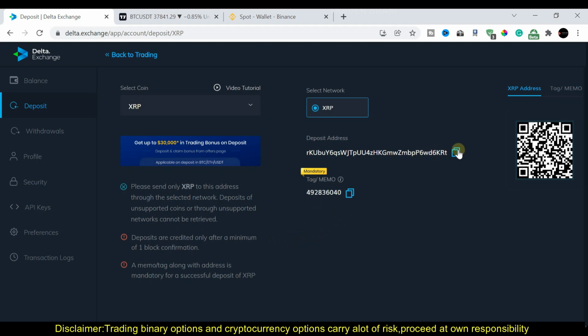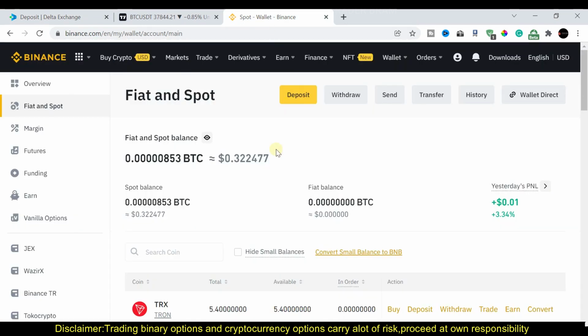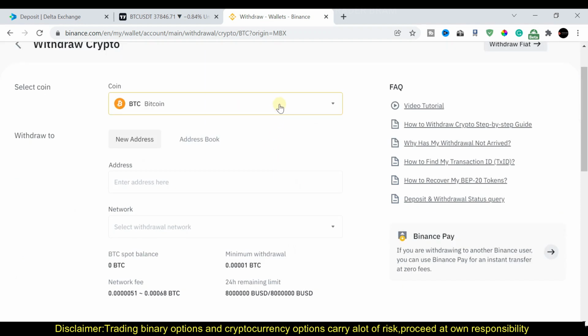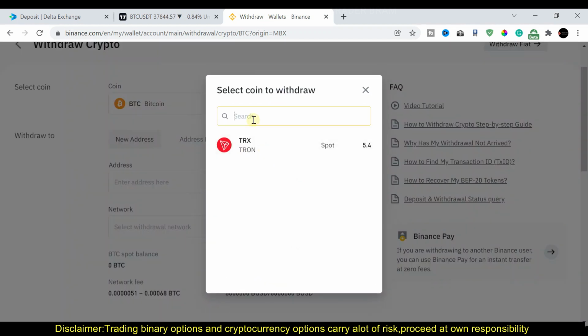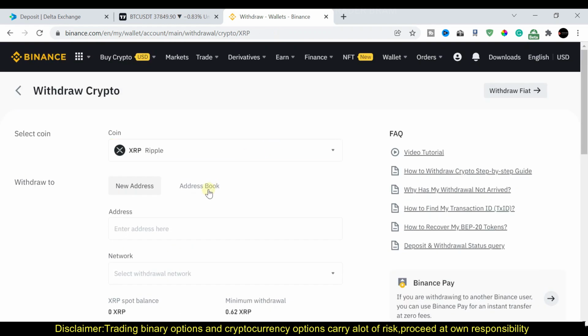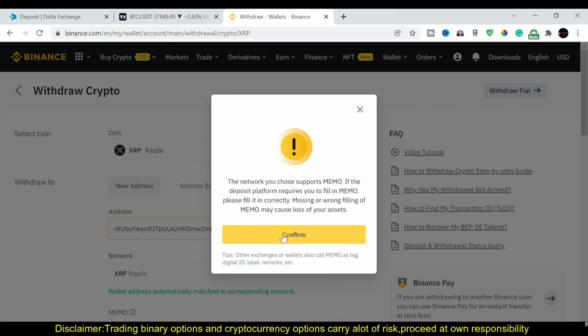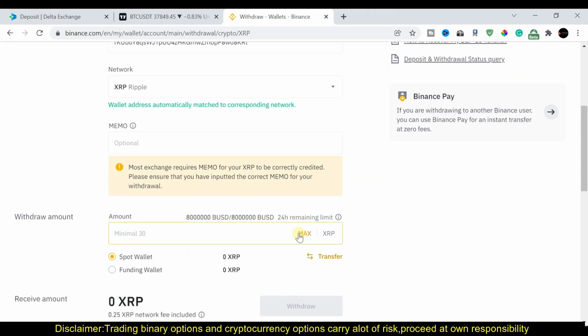If I can copy this address, I go to my Binance wallet, I withdraw. Let's say I want to deposit some XRP in my account. I go here, I choose the coin. So after choosing the coin, I paste my address there. Then I confirm. We need this memo.